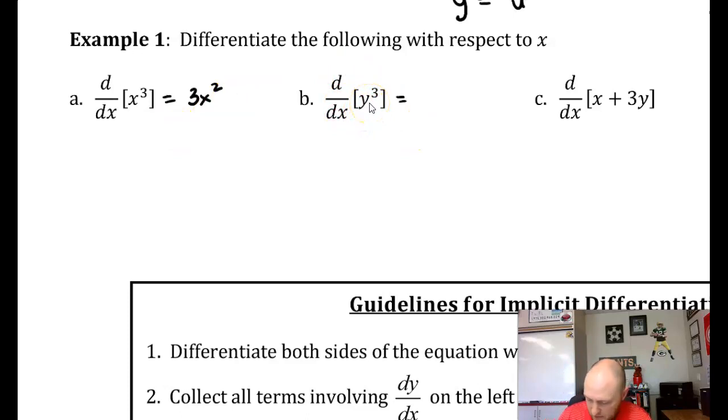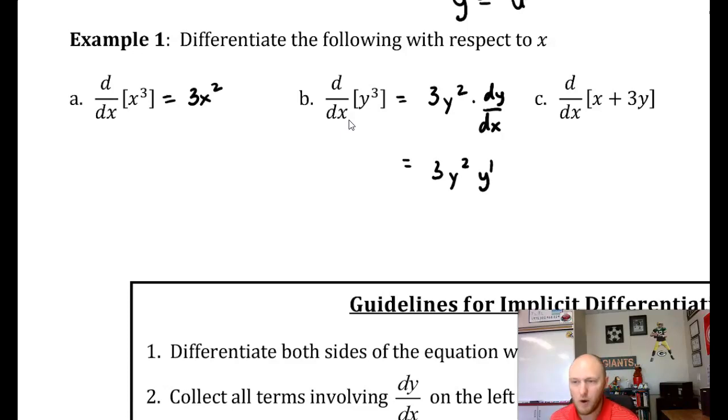Well, it's the same thing, 3y squared, but I'm differentiating with respect to x, so I have to multiply times the derivative of y with respect to x. And you'll also see this written as 3y squared y prime. So multiplying times the derivative of y.